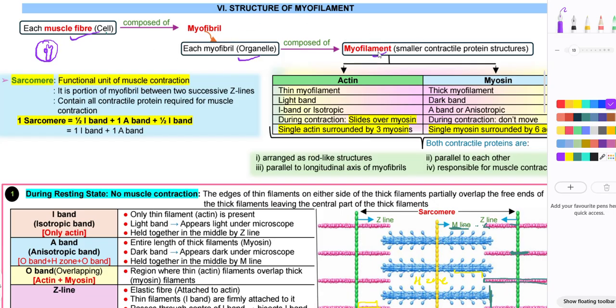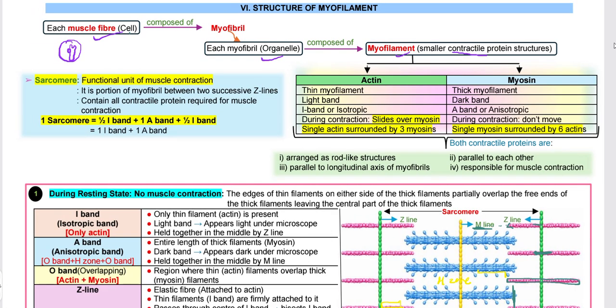What are myofilaments? These are the smaller contractile proteins as per your NCERT, but when I teach you, I'll explain the regulatory proteins as well. So it consists of contractile as well as regulatory, but as per NCERT, it is smaller contractile protein. Now, these smaller contractile proteins consist of two proteins. What are the two proteins? Actin and myosin. It is in the name itself, myosin means motu, that is the thick myofilament, we call it myosin.